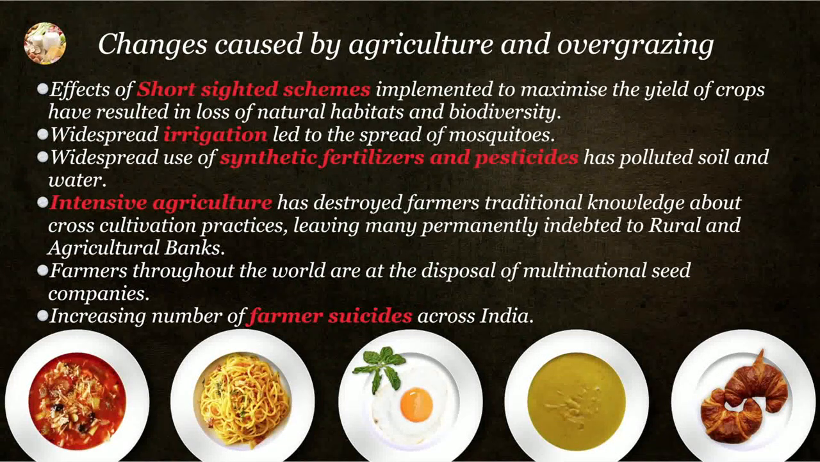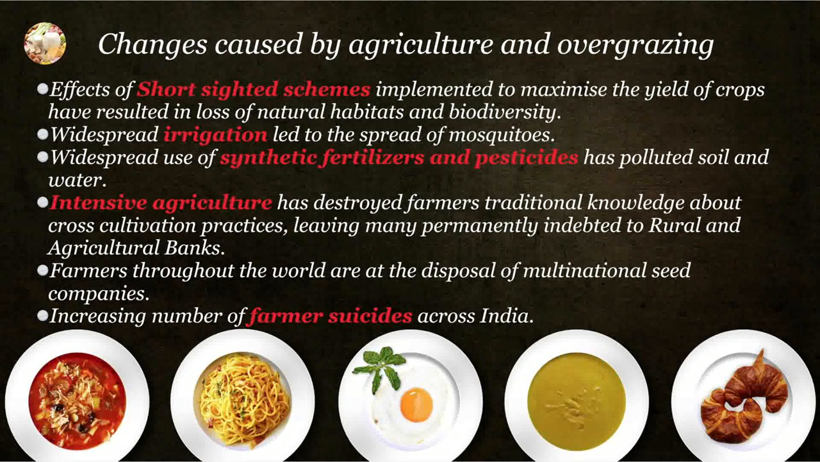Changes caused by agriculture and overgrazing. First of all, what are the major changes caused by agriculture? Effect of short-sighted schemes. Government has implemented a lot of short-sighted schemes which maximize the yield of the crop, but at the same time reduce the production quality of the soil. Widespread irrigation led to the spread of mosquitoes. Irrigation increases mosquitoes and other insects also.